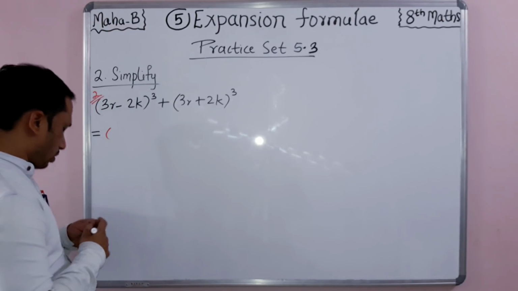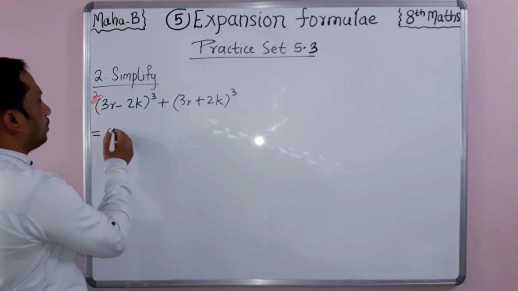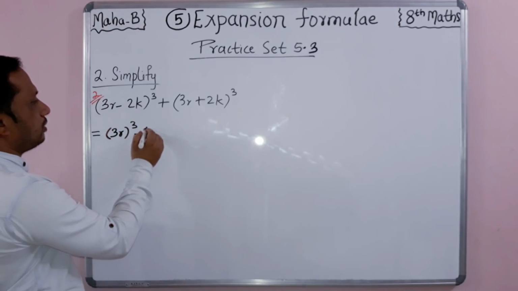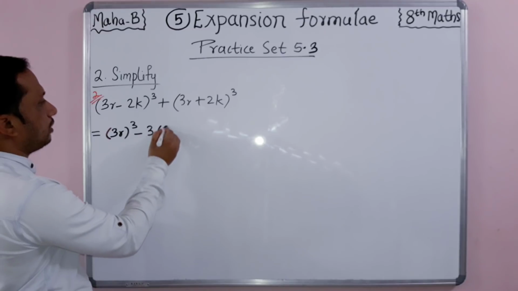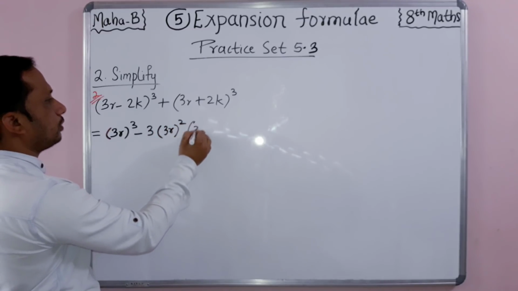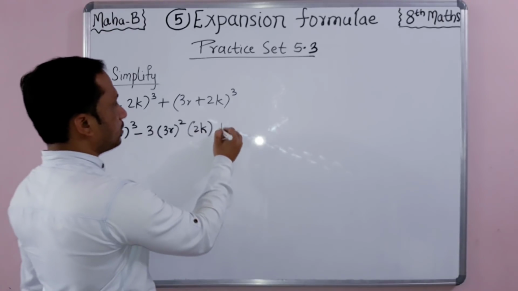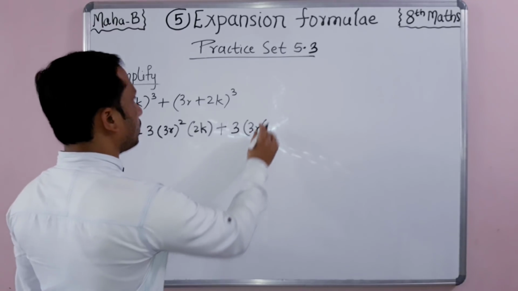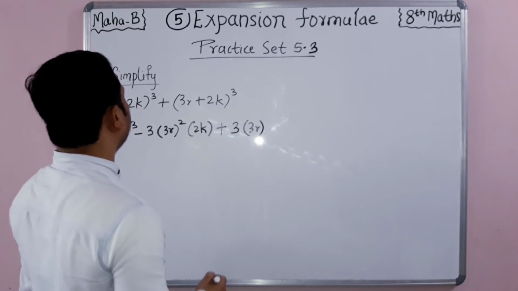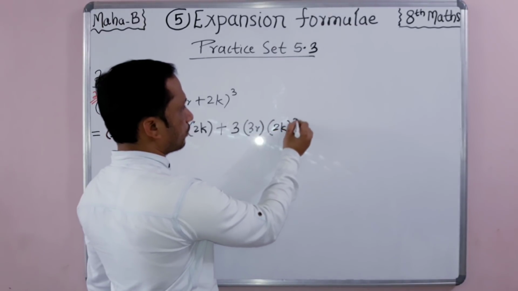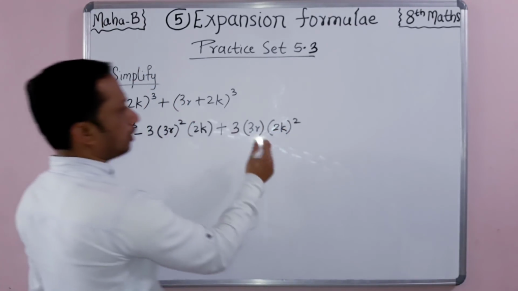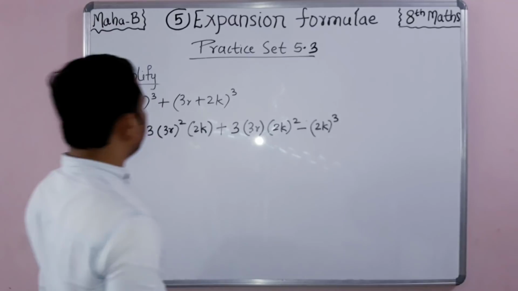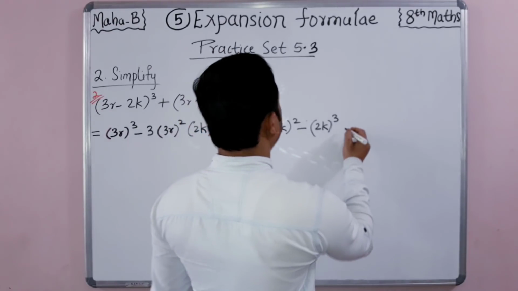The first we can solve like this. See students, 3r cube. First 3r cube is there, then minus sign, 3, then 3r square, then the second number 2k is there, then plus sign, students. Then 3, then 3r, and the second number's square, what is that second number, students? The second number is nothing but 2k square. So here is the first number's cube, the first number square into second number, and minus the second number's cube. Okay students, so this is the first one, then we have to write the second, plus.